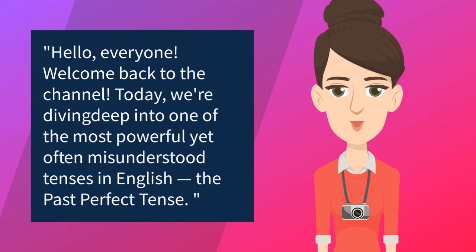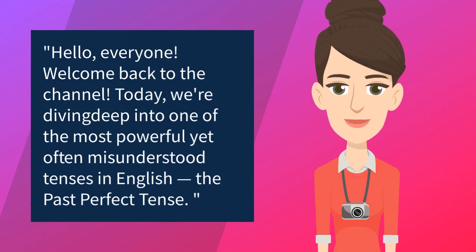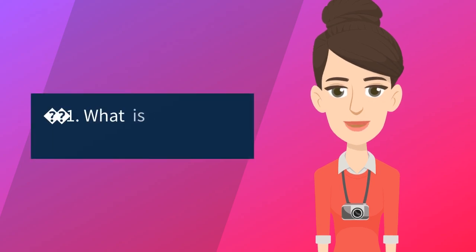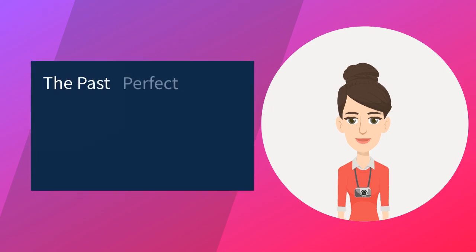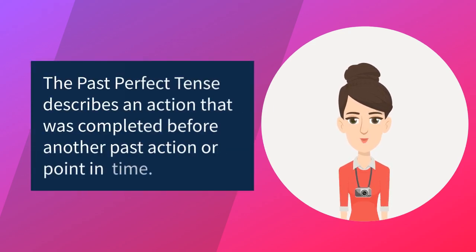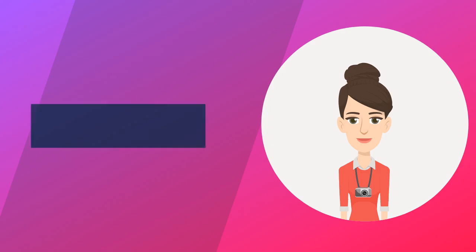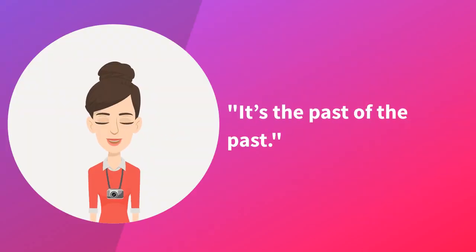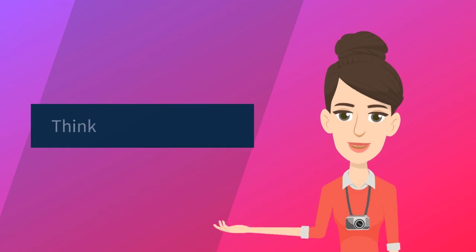Today, we're diving deep into one of the most powerful yet often misunderstood tenses in English, the past perfect tense. 1. What is the past perfect tense? The past perfect tense describes an action that was completed before another past action or point in time. In simpler terms, it's the past of the past. Think of a timeline.